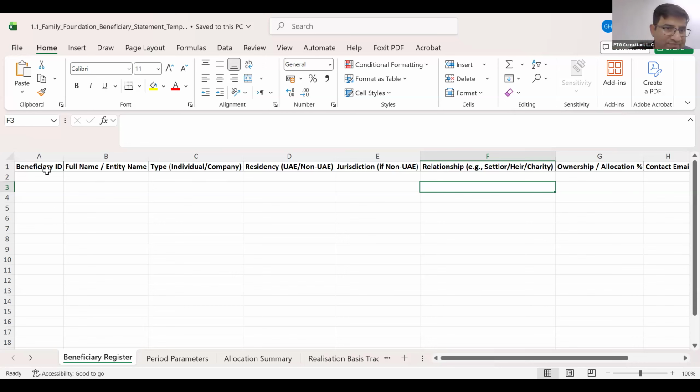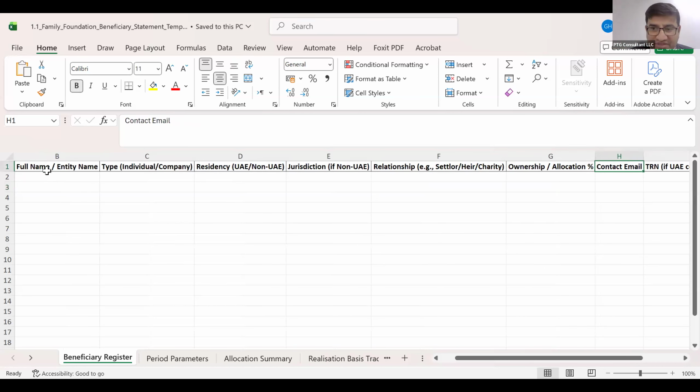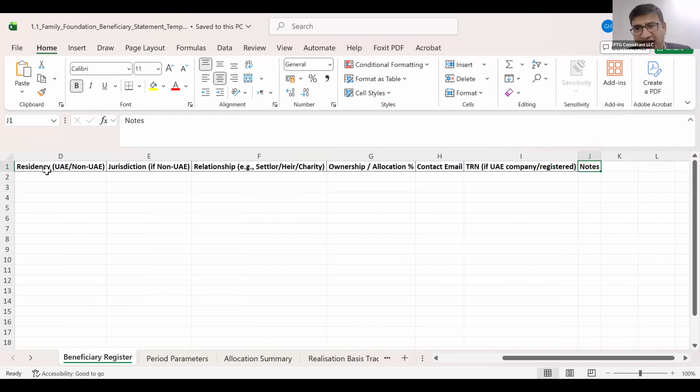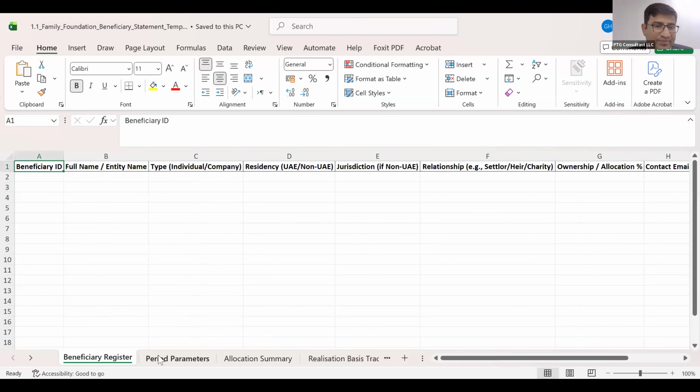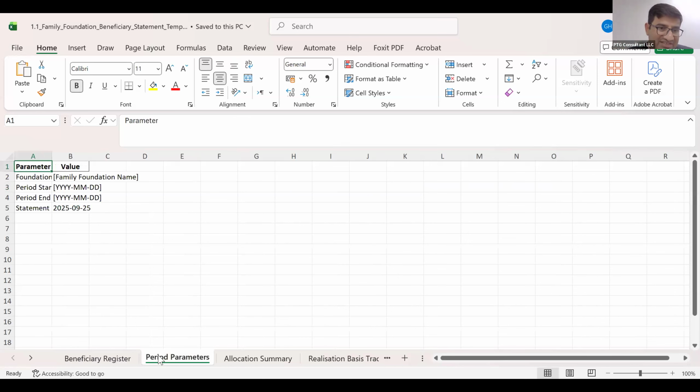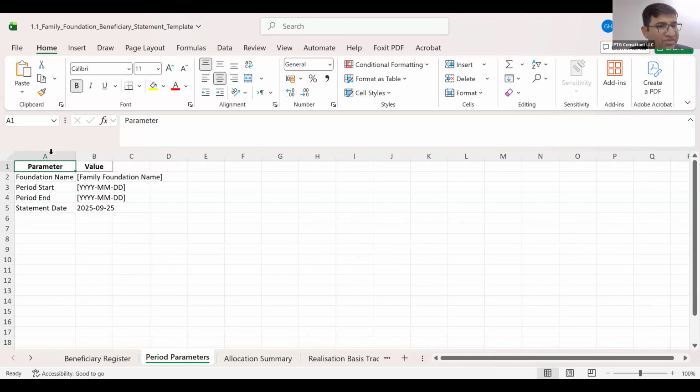So here are the beneficiary ID, names, individual, company, residency, juridical person, relationship, ownership, allocation. This is also an important factor we will see later on. Email, contact, TRN, depending upon each factor. So this is the working paper, the starting document for the family foundation, where we require the details. Again, here is the foundation name, start period, and the statement date.